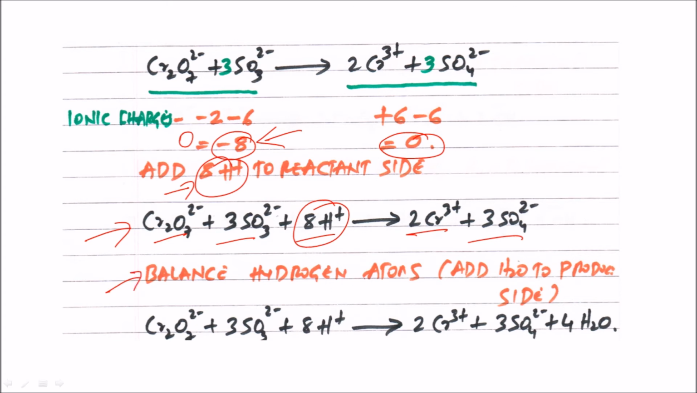So balancing hydrogen atoms, or you can take even oxygen also. We added H plus on the reactant side, and to balance the hydrogen atoms we need to add water on the opposite side, right? So we added H plus on the reactant side, you can add water on the product side. You can see the last reaction given here, Cr2O7 -2 plus 3 sulfite ions plus 8H plus. For 8H plus, what do we need to take now? You can take 4H2O, right?